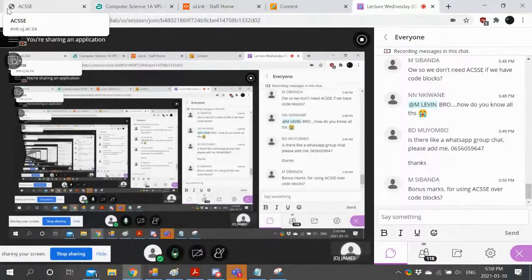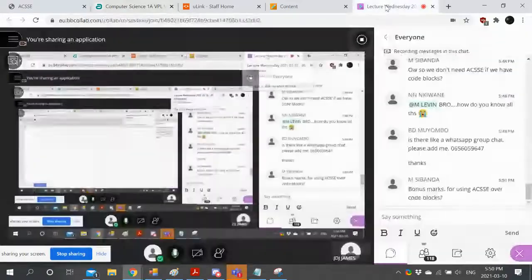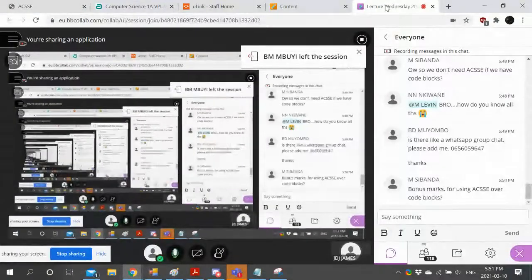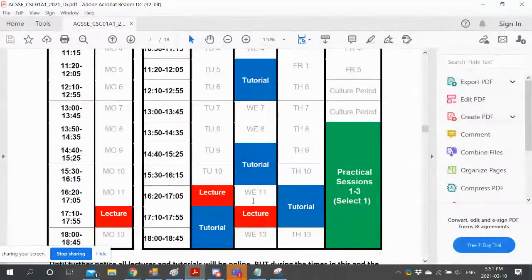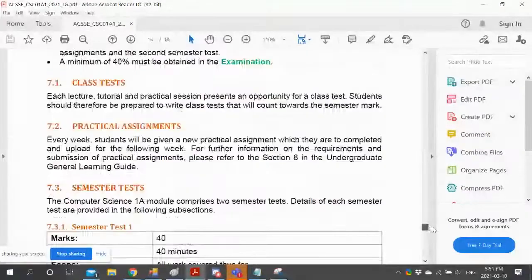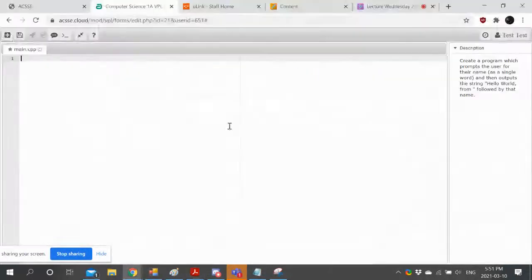There's bonus, not for using it over Code Blocks. This is supplementary. This exists to help you because the individual VPL assignments will be linked to what your practical assignment is going to be. So as I said, you're welcome to not do it, but it's silly to avoid that help as well as to avoid the bonus marks that you would receive from having used it, because they count as your class tests. So as you can see in the learning guide, all of those marks go into a pool, and it's 10% of your semester mark, which is 5% of your final mark.